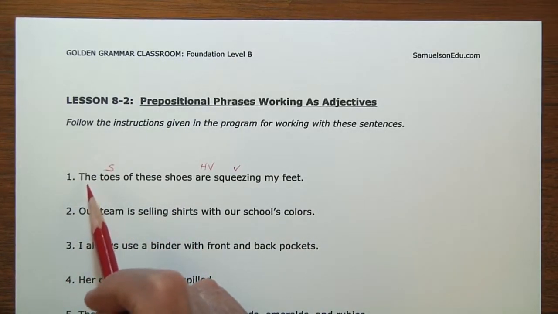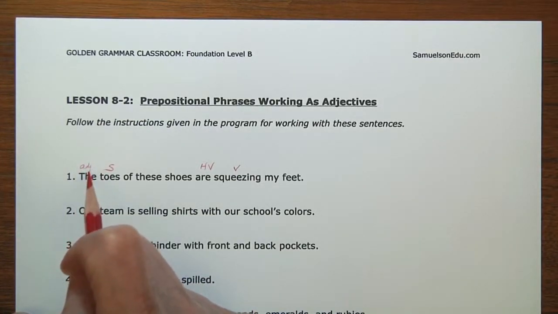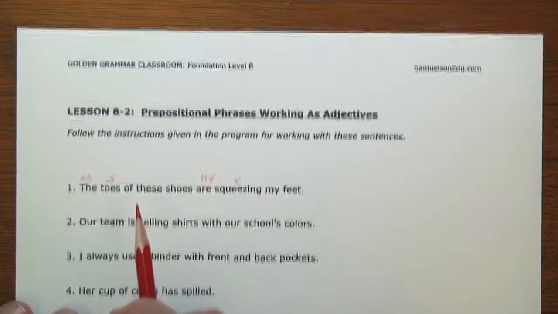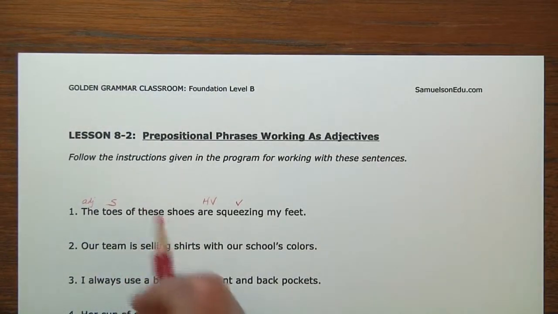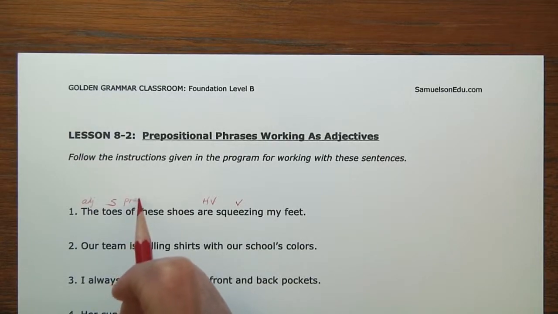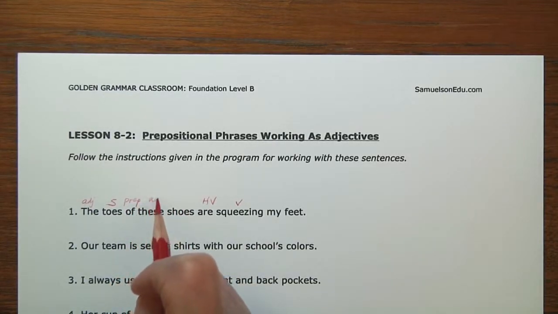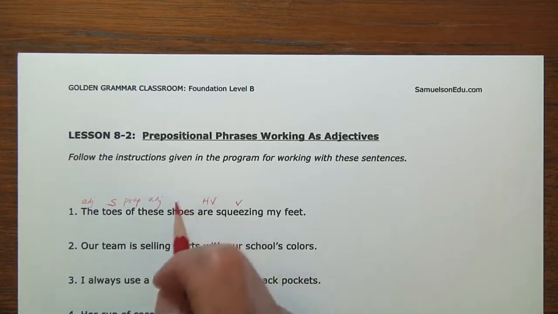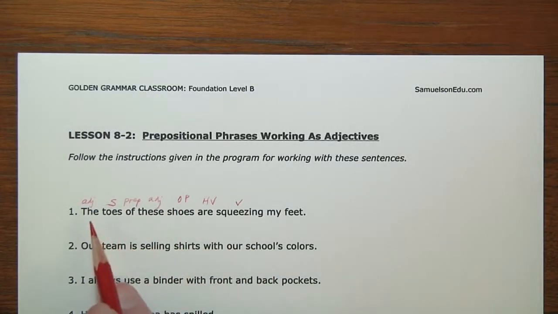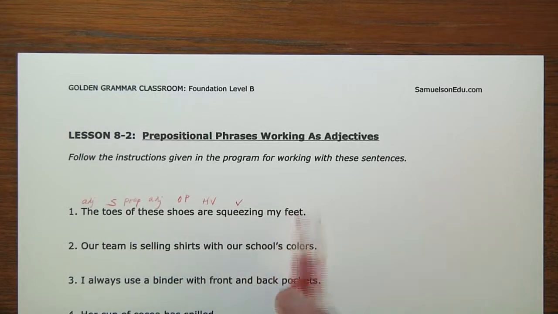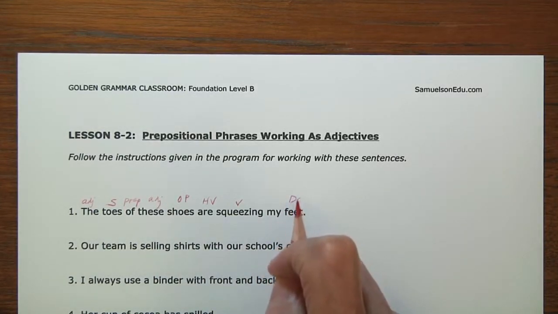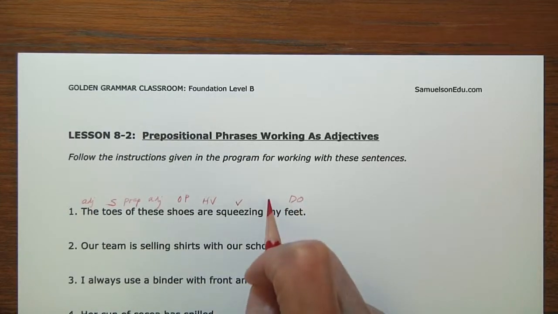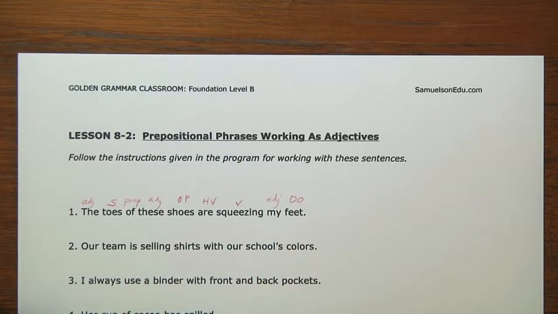So, going along, the is an adjective describing the noun, toes. Now here we come to the key point. Of is a preposition, I'll put P-R-E-P. These is an adjective describing the noun shoes. Of what? Of shoes. Shoes is the object of the preposition of. So the toes of these shoes are squeezing what? The toes of these shoes are squeezing feet. Therefore, feet is the direct object. And my is an adjective describing the noun feet.